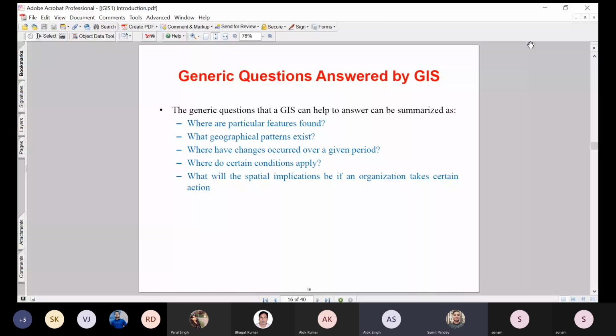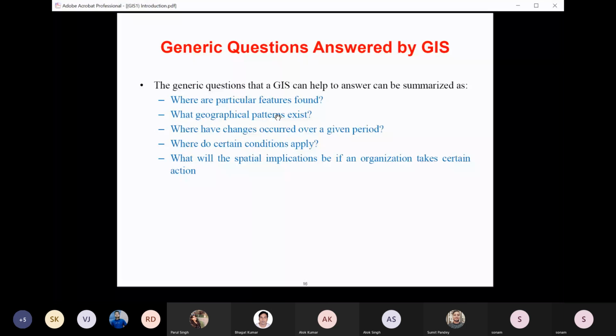So these are the generic questions that can be answered by GIS. Okay, thank you. If there is a lot of problem, then you can inform me. I will stop the lecture for a while, then I will start the class again. Now what I am getting is that my audio is coming okay to you. There might be a little bit of disturbance, but more or less it is clear. So I'm going to continue the lecture, and if there is any problem, you can immediately inform me.